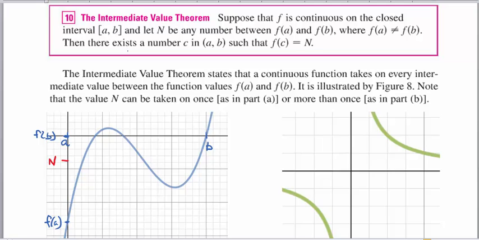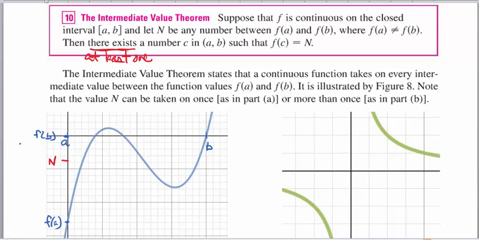So there's my setup, right? n is a number between f of a and f of b. So what can I conclude? I can conclude that there exists a number c in the open interval from a to b such that f of c equals n. Well, in other words, where does this function take on the value n between a and b? This theorem guarantees that it has to happen at least once, right? There exists means at least one. Now, could there be more than one? Sure. But this theorem just guarantees that there's at least one.